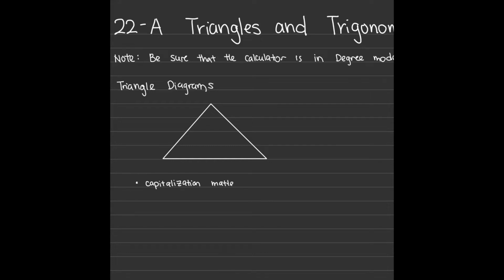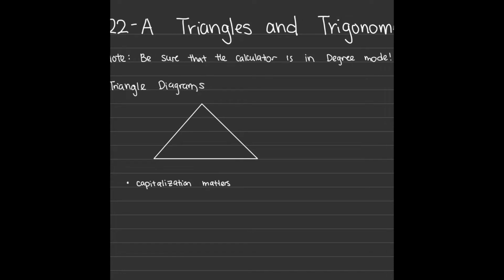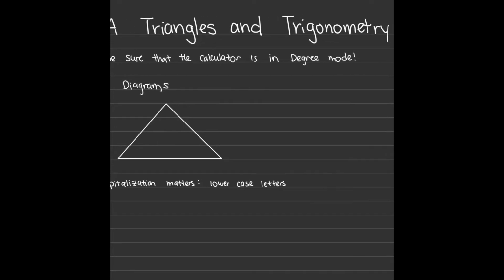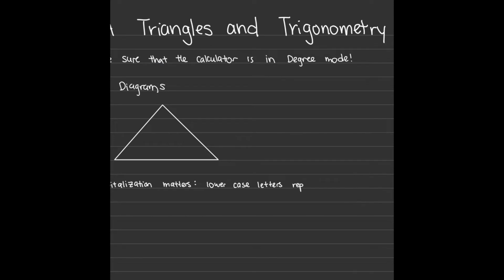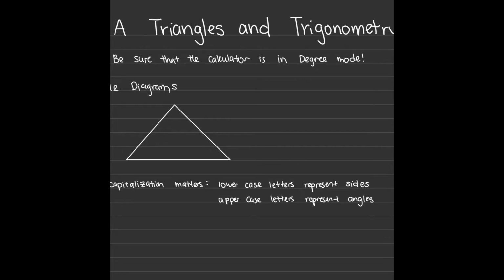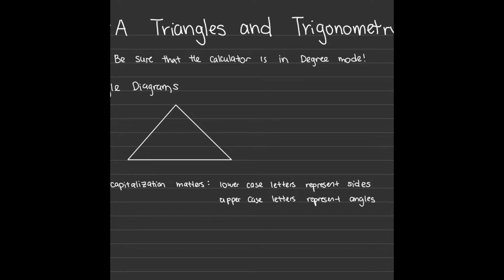What I mean by this is that we want lowercase letters to represent side lengths and then uppercase letters represent angles. And this is a convention that you'll see me follow. It's also a convention that IB follows in the questions that they write.